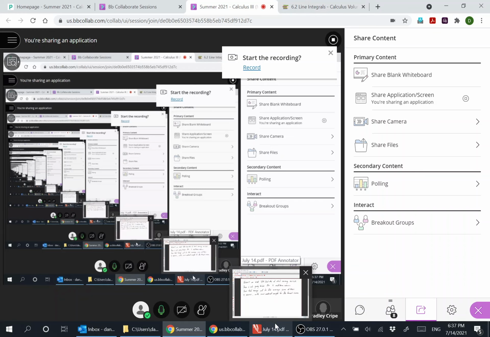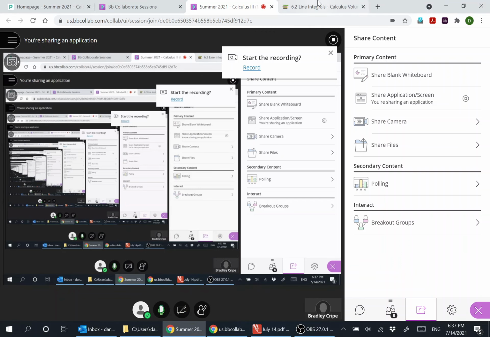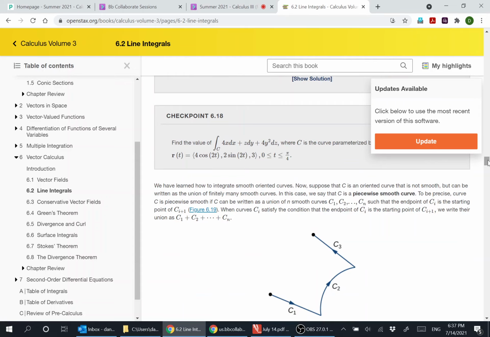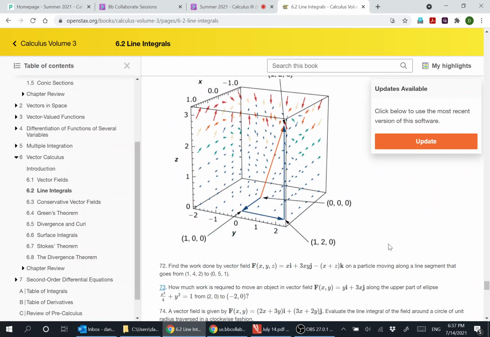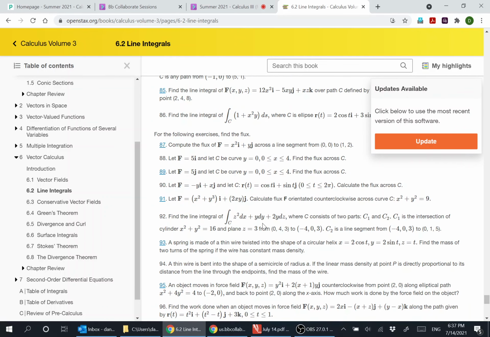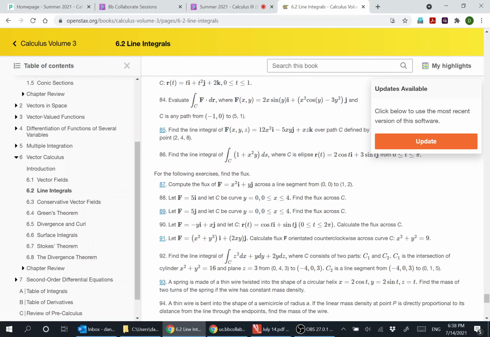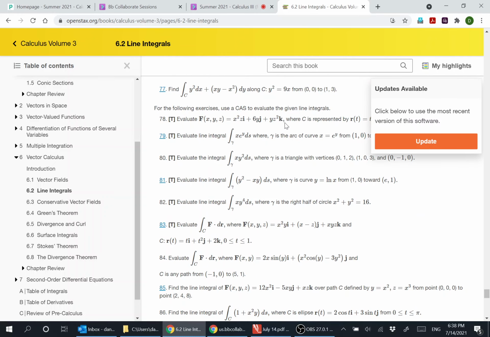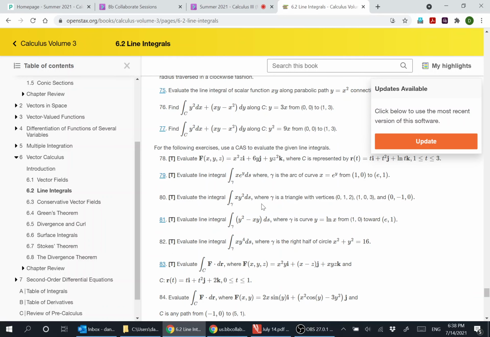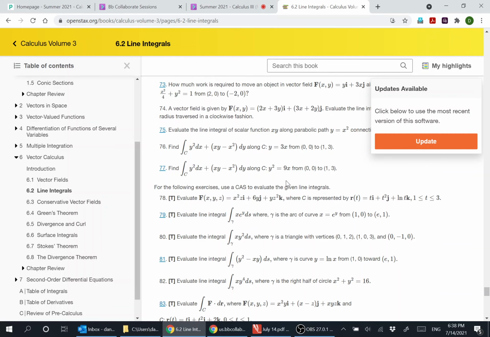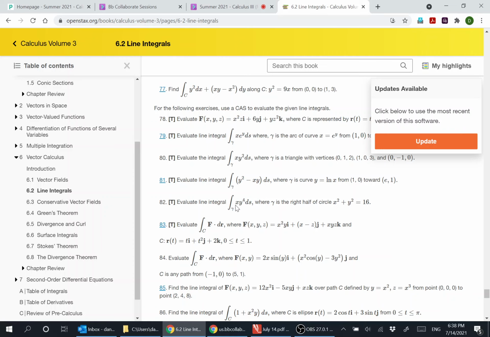Okay, so last time we left off with the end of section 6.2 on line integrals. We left off with number 92, and that was the last problem on the list for section 6.2. Are there any others that are sort of screaming out to me that we should do? Let's check out 82.